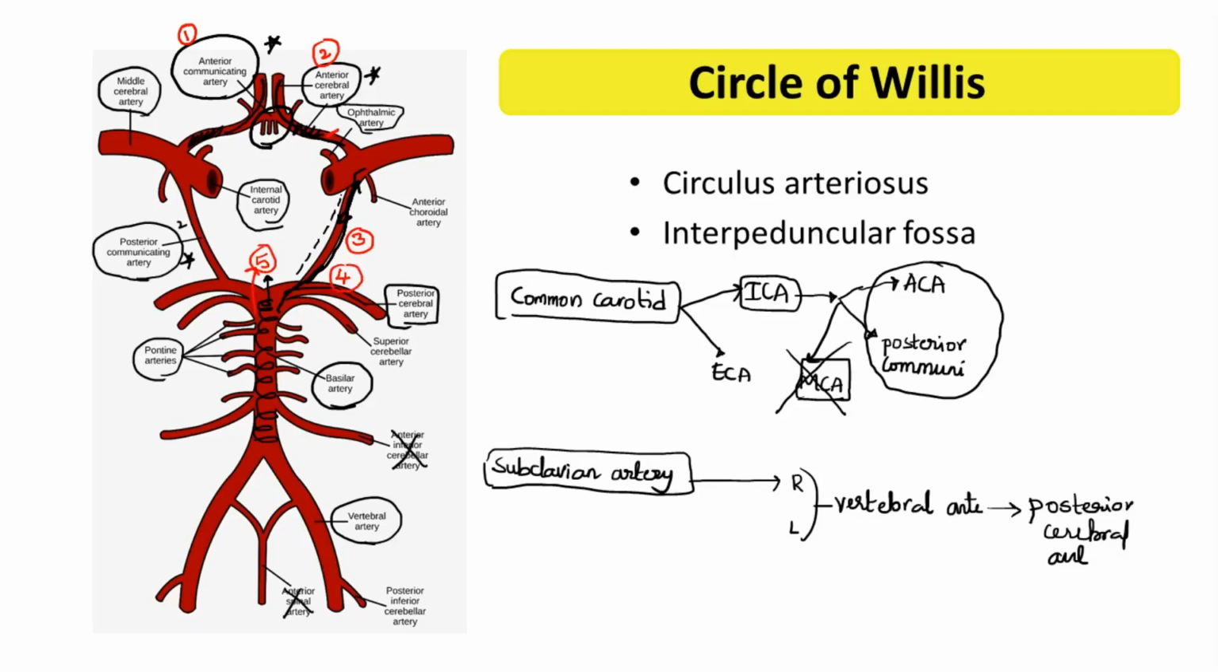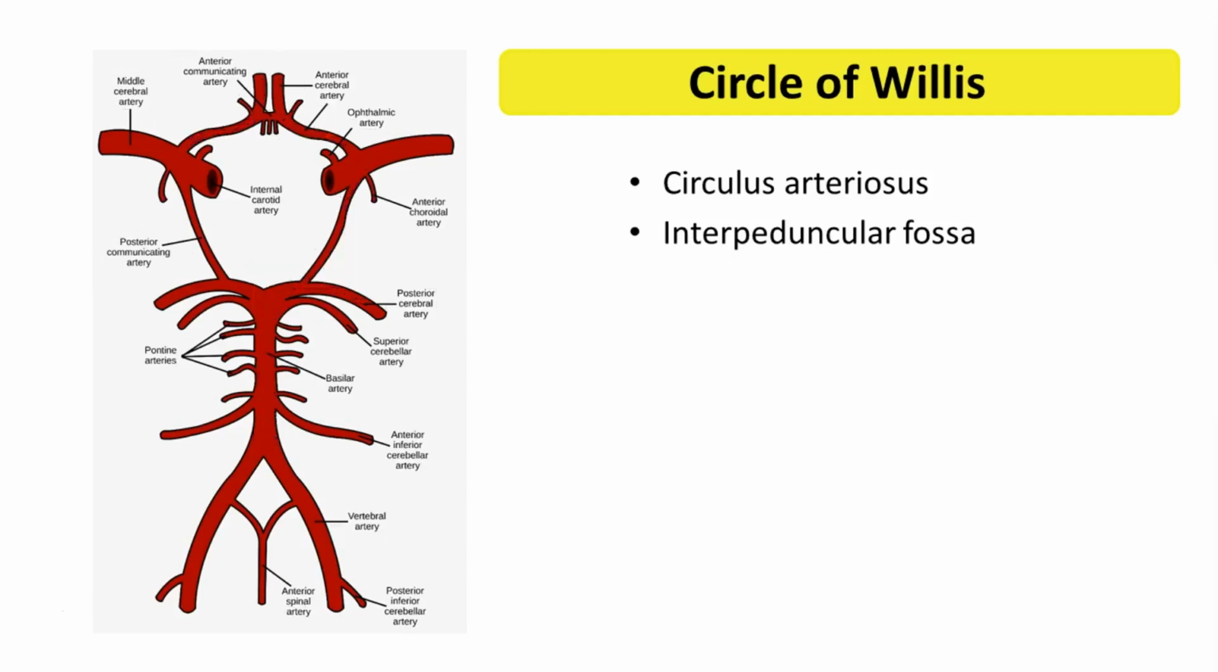So these 5 major arteries, they form a circle. So the circle of Willis is this part. And what is the location? It is located in the interpeduncular fossa.